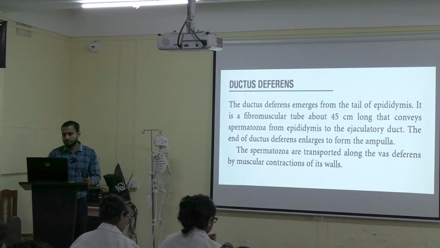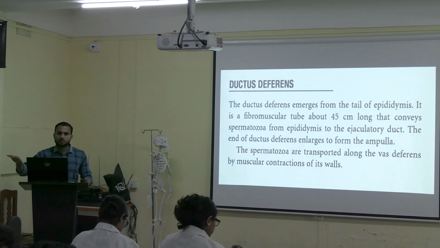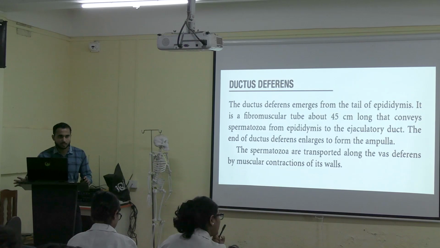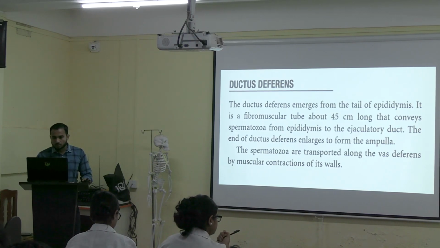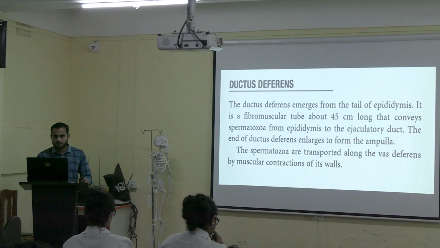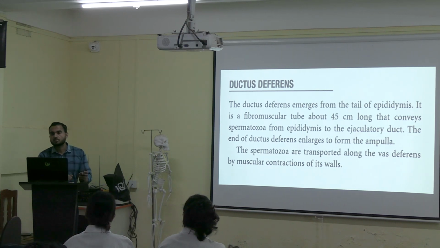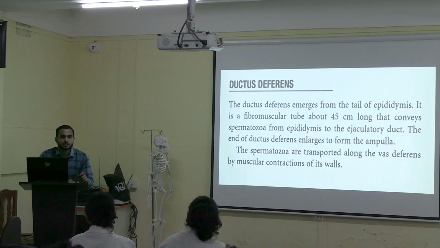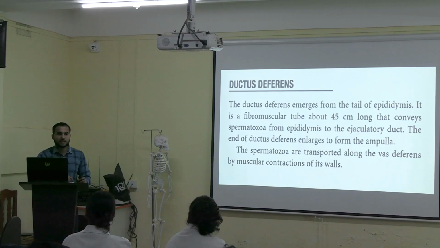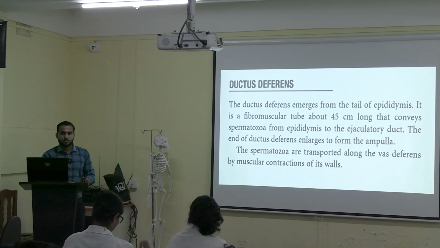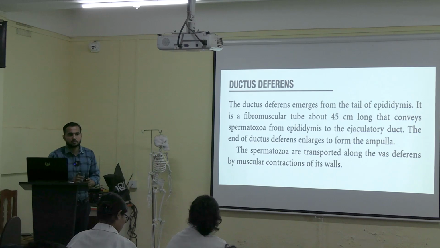Okay, next is the ductus deferens. After epididymis, what is next? Vas deferens or ductus deferens? Can anyone tell me from where to where the ductus deferens is extending? The tail of the epididymis continues as ductus deferens. The length of the ductus deferens is approximately 45 centimeters. I hope you remember about the spermatic cord.